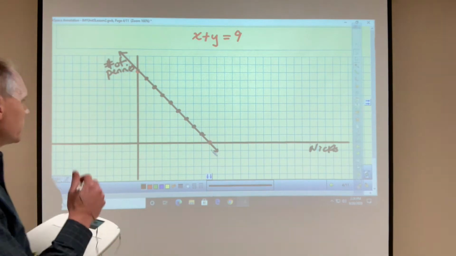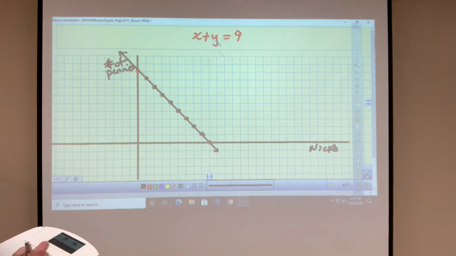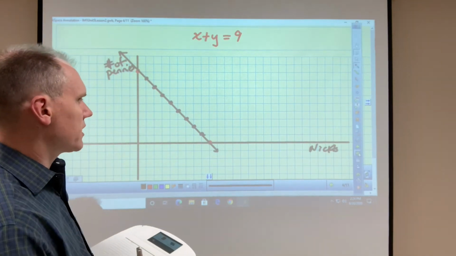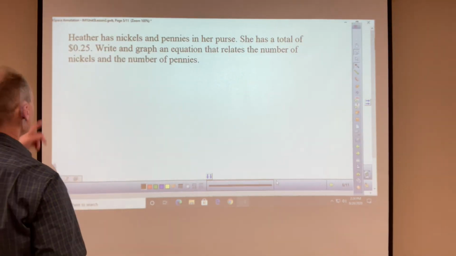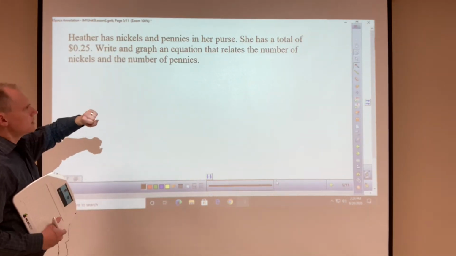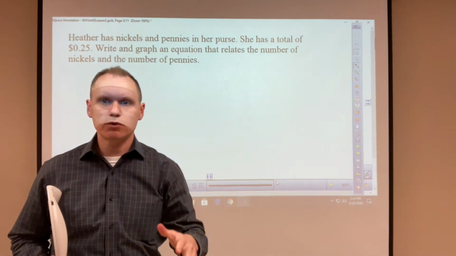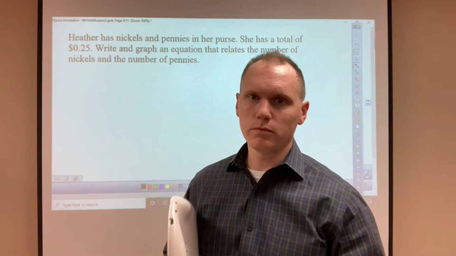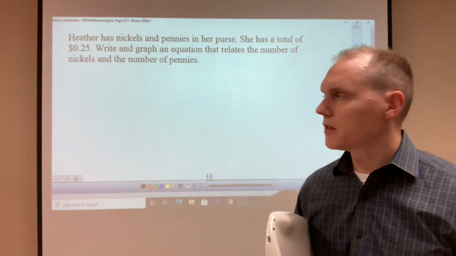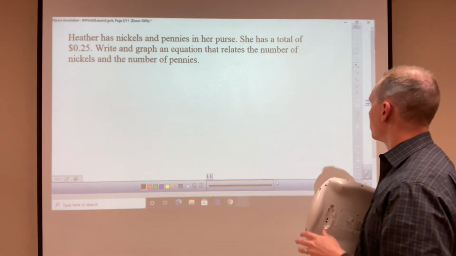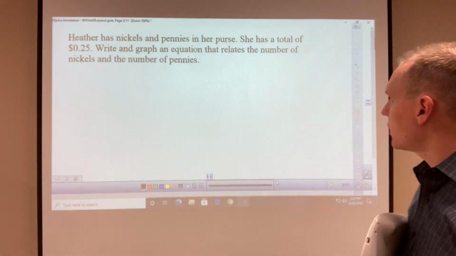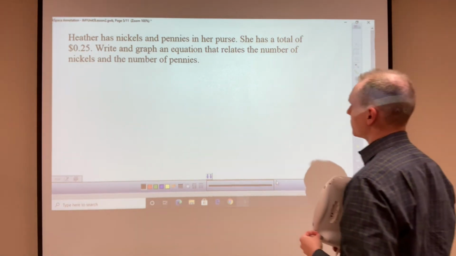All right, so we've written our equation up here at the top. We've graphed it to relate the two. Let's go on to our second part of this. It says Heather has nickels and pennies in her purse. Let's pretend this is a separate situation. She's got a whole different set of pennies and nickels, if you want to think about it that way for a moment. She has a total of 25 cents, all right? Write and graph an equation that relates the number of nickels and the number of pennies.